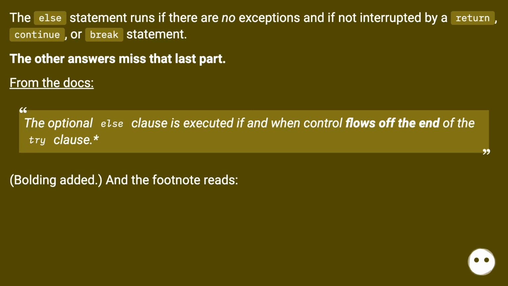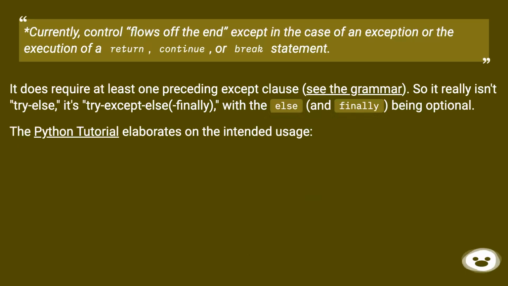From the docs: the optional else clause is executed if and when control flows off the end of the try clause.* Bolding added, and the footnote reads: *Currently, control flows off the end except in the case of an exception or the execution of a return, continue, or break statement. It does require at least one preceding except clause, see the grammar. So it really isn't try else, it's try except else finally, with the else and finally being optional.